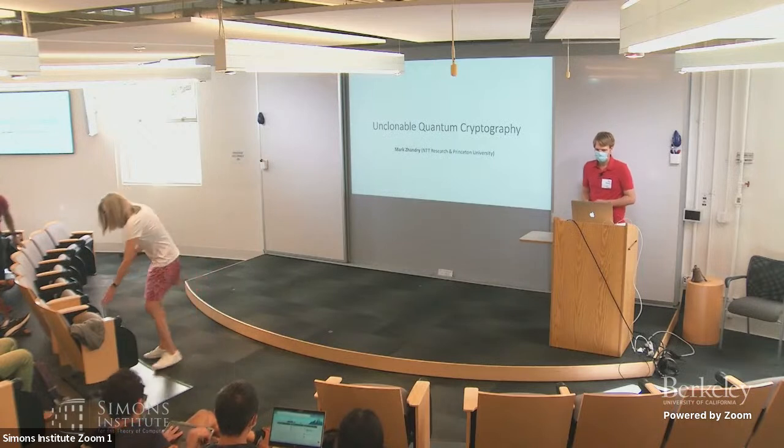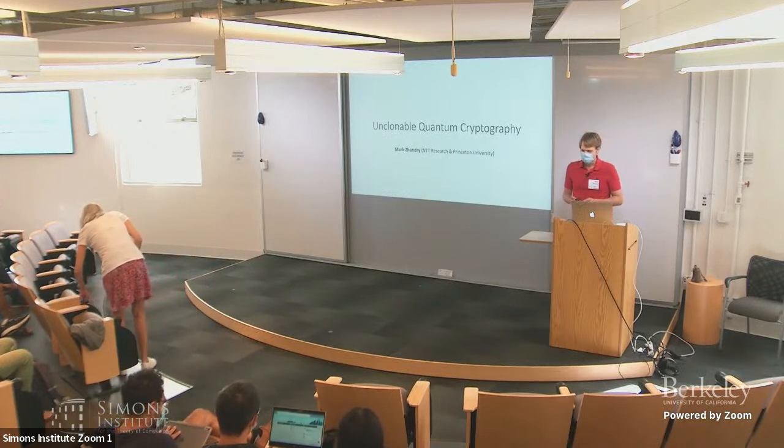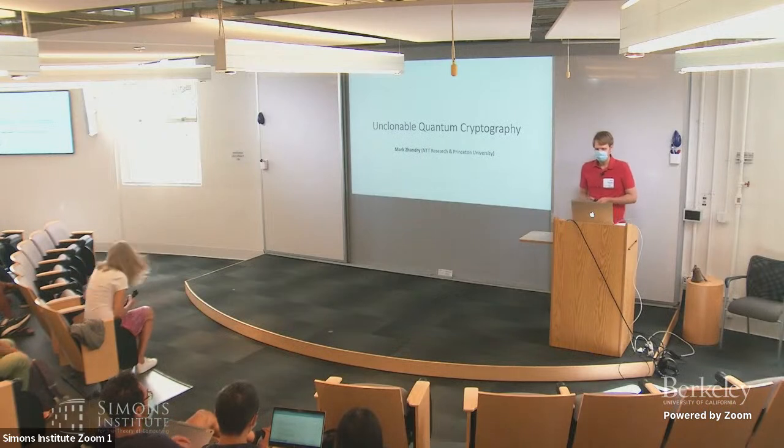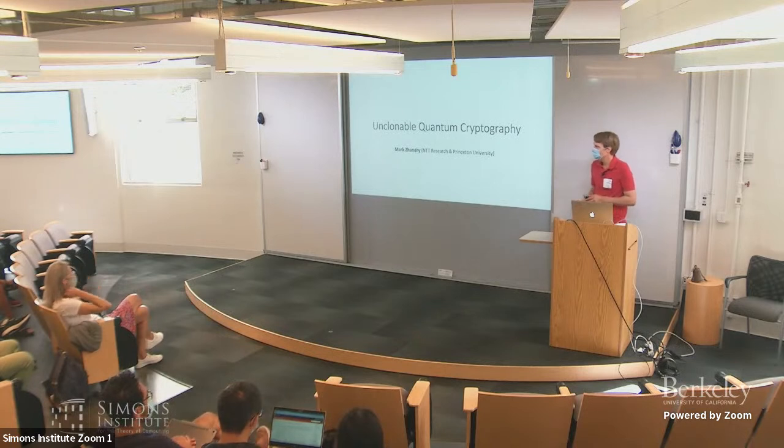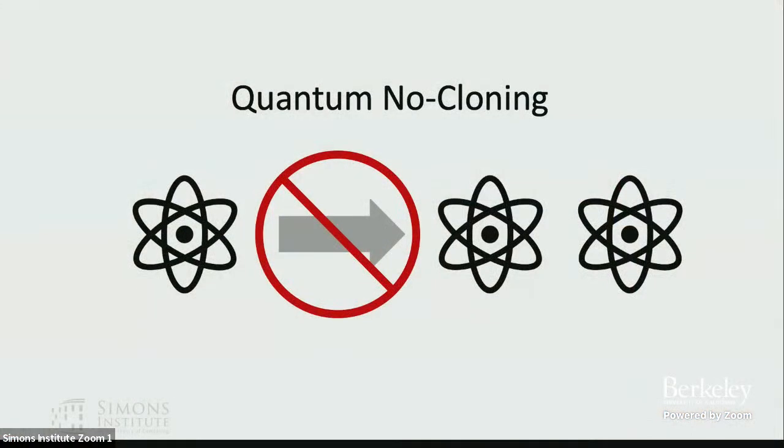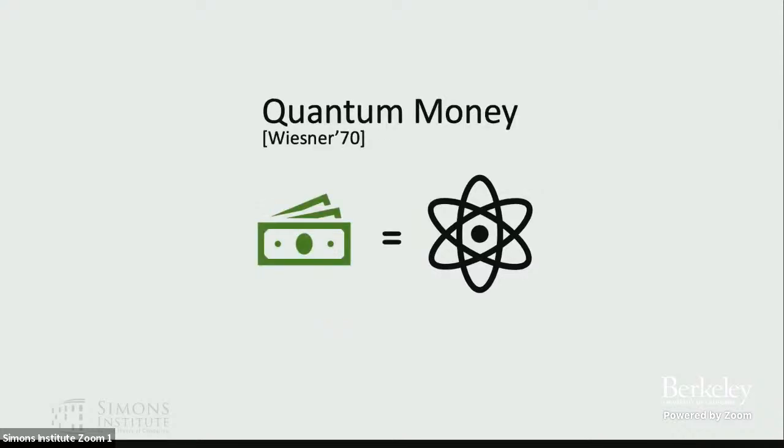Great, thank you. Today I'm just going to give a brief high-level overview of various aspects of quantum cryptography where the goal is to get some sort of unclonability security. The starting point is naturally the quantum no-cloning theorem, which says that if you have a quantum state but you don't know anything about it, you can't produce two identical copies of that state. Contrast this to the classical setting where information can easily be copied just by writing it down twice.